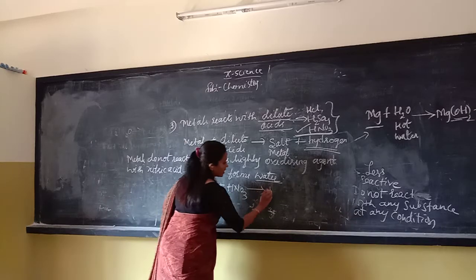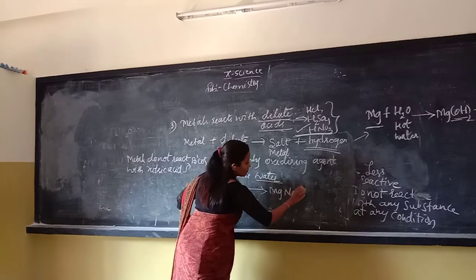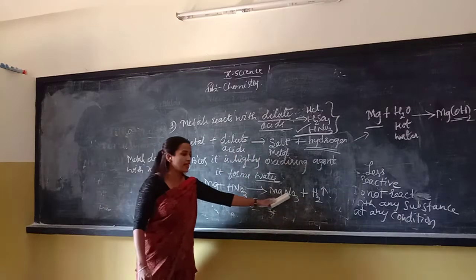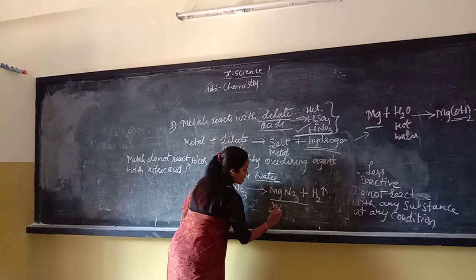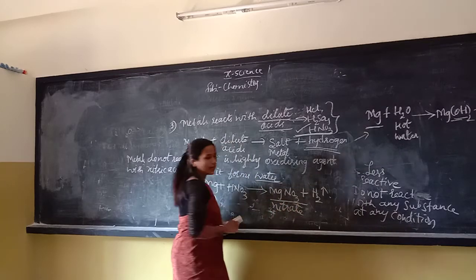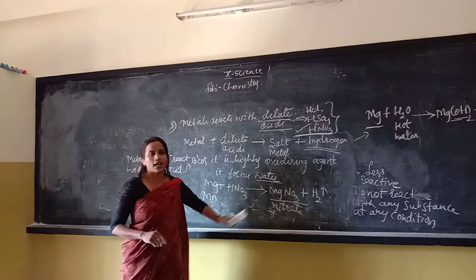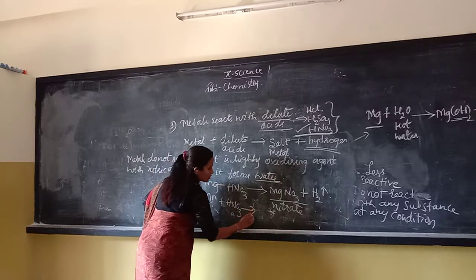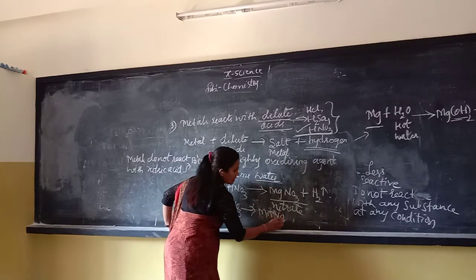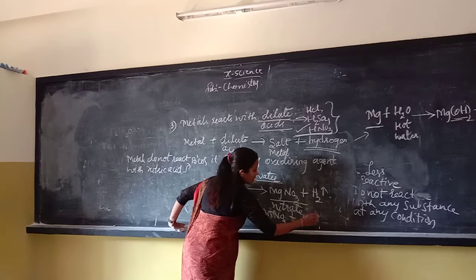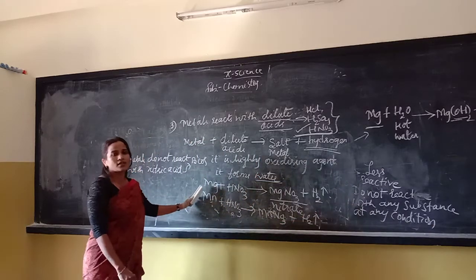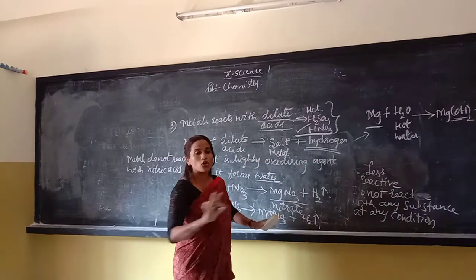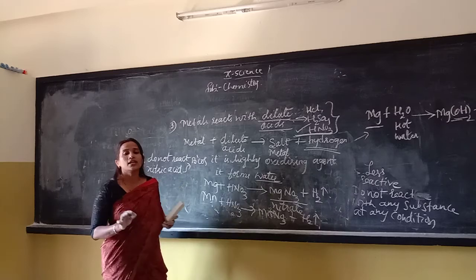So we get the product Mg(NO3)2 and hydrogen gas. This is magnesium nitrate. NO3 is nitrate. Magnesium nitrate and hydrogen gas. When manganese reacts with HNO3, we get Mn(NO3)2, manganese nitrate, plus hydrogen gas. Only these two metals have the capacity to react with nitric acid. None of the other metals react with nitric acid.